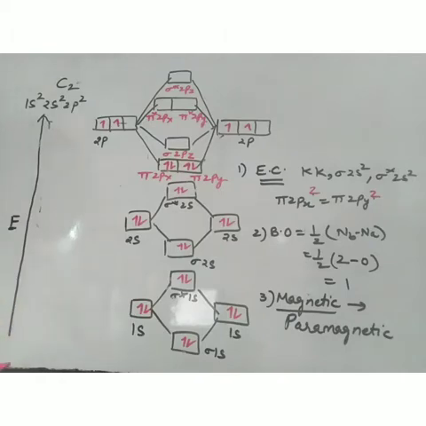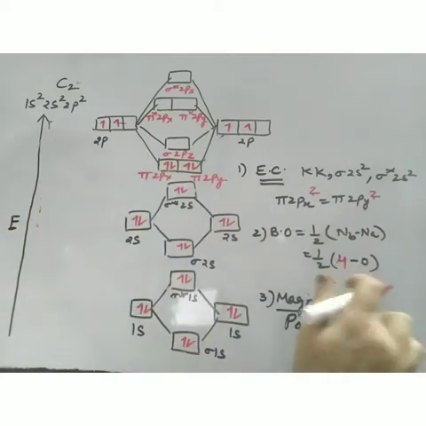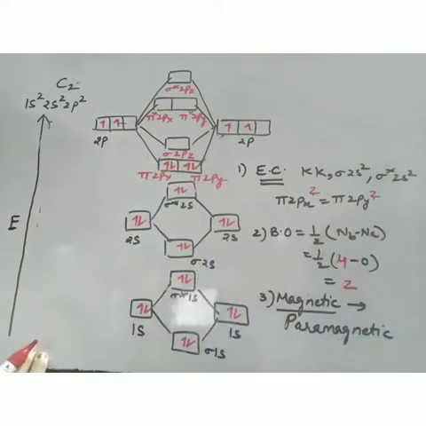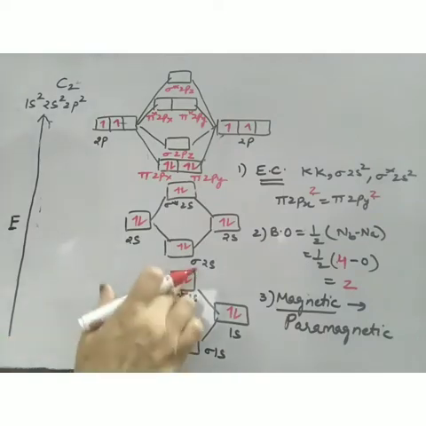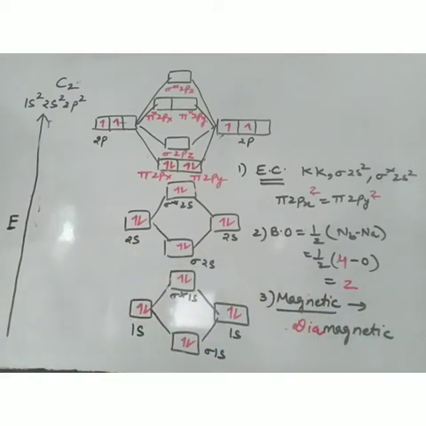Now bond order. No need to count these. Half into... Now how many bonding electrons are there? 4. So bond order will be 2. Okay, and magnetic nature: paired, paired, paired, paired, paired. So the molecule is diamagnetic. So this is the energy level diagram for C2 molecule.